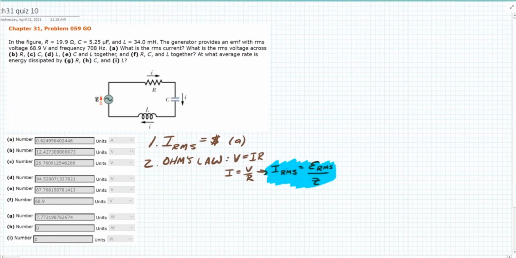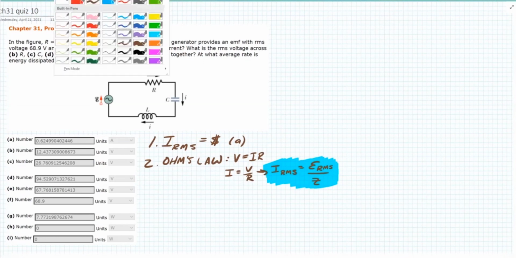And we're using RMS values, which is sort of the default approach. We're not interested in max values. If we were interested in max values, that's fine. We've had problems where we said I max, the current amplitude is the EMF amplitude over Z. That's totally legitimate. But we're now looking at the average values, which in the world of sine waves is referred to as root mean squared.